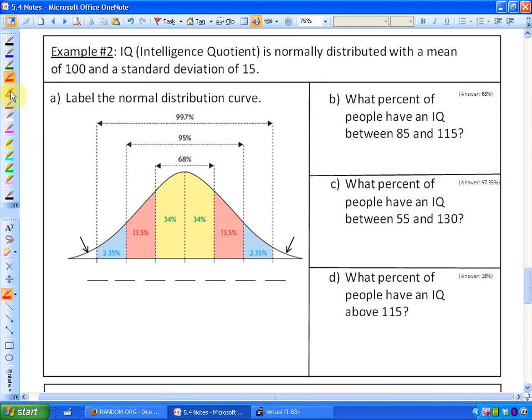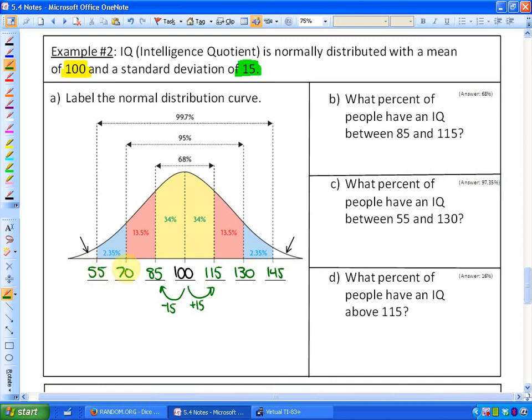A mean of 100 means that right in the middle here, I would put the number 100, and a standard deviation of 15 means that in either direction, as I go up a standard deviation, I would add 15, and as I go down a standard deviation, I would subtract 15. So every standard deviation, I'm jumping by a value of 15. This is just something they have calculated by taking a lot of data. Okay, so here are the labels on each standard deviation.